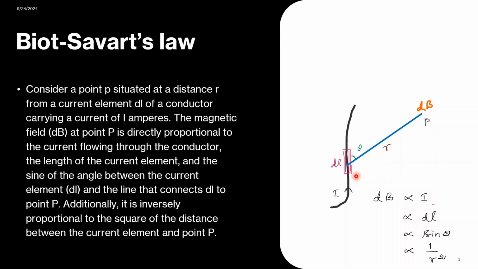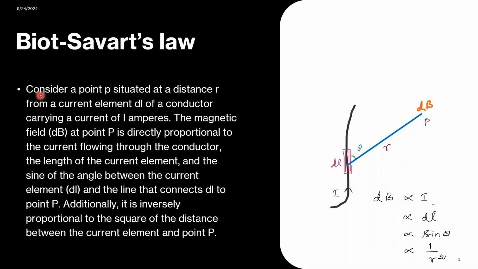Here dl is a current element, and we are in a position to determine the value of magnetic field at the point P due to the current element. The line joining the current element and the point P makes an angle theta with the current element. Then the value of magnetic field is directly proportional to I, the length of the current element dl, then sine of the angle theta, and inversely proportional to the square of the distance of separation.